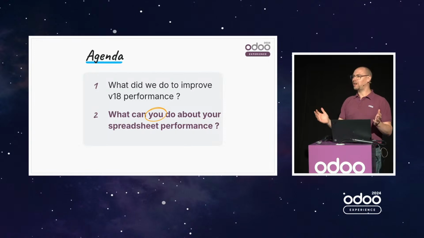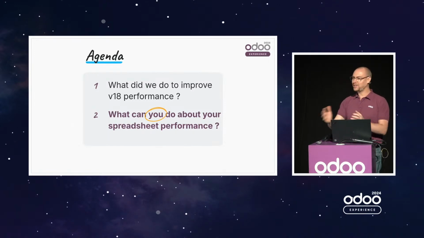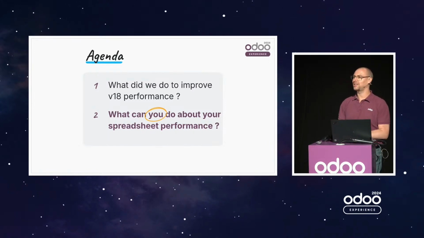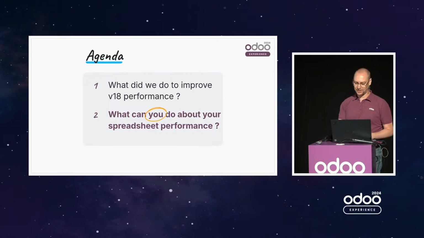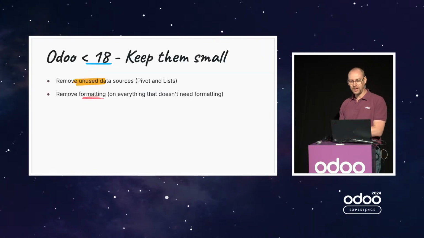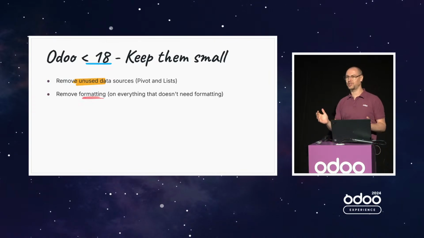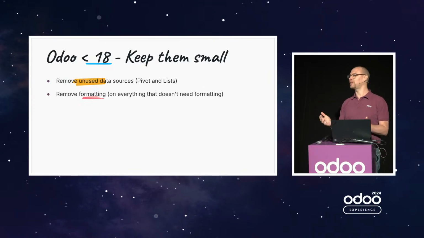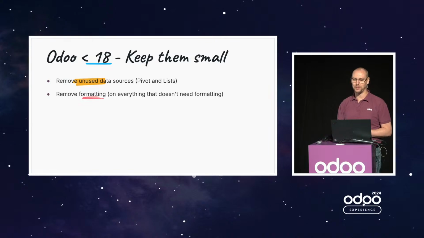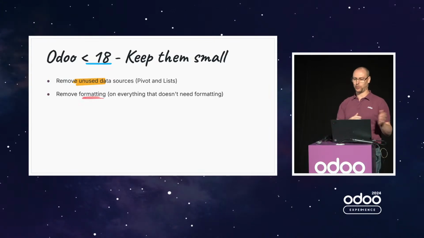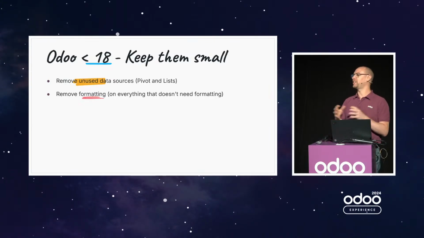Now, the second part, probably the most interesting bit: what can you do about your spreadsheet? What can you do about your dashboard to make it fast, to make it snappy? For all versions, I know it's a bit obvious, but it's still nice to remind people: even before 18, you have to keep your spreadsheet as small as possible.